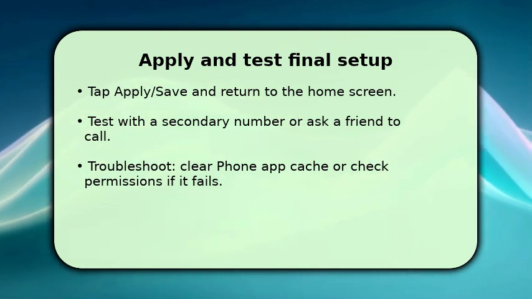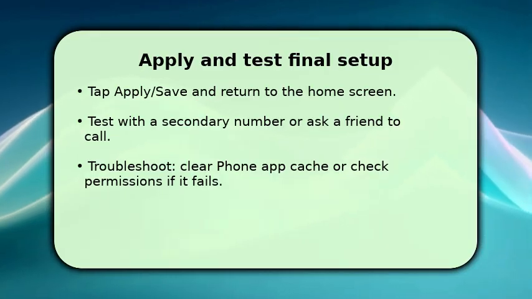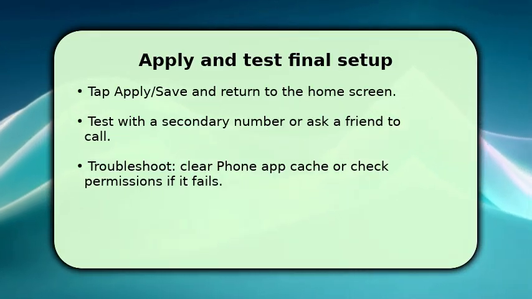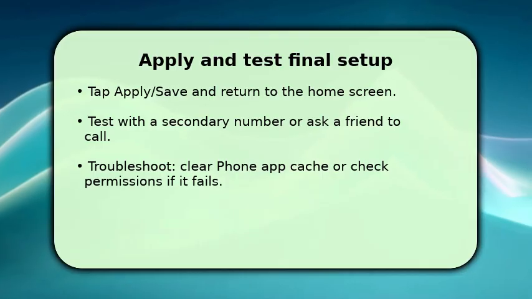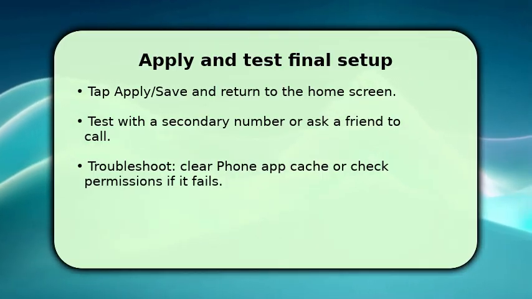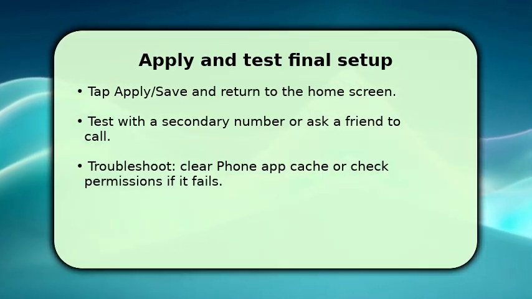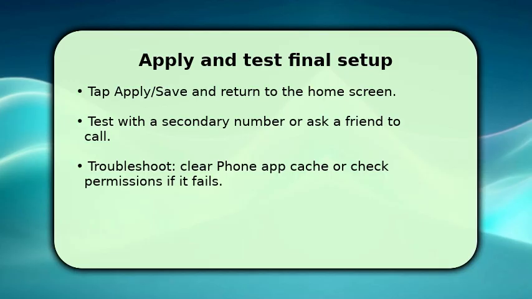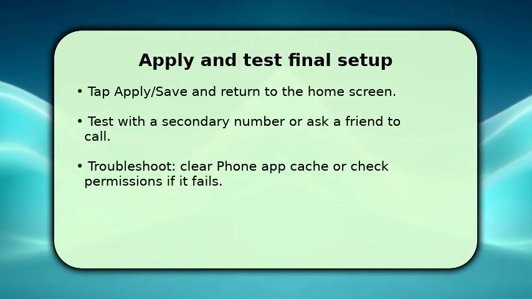If the background doesn't show, reopen settings and confirm the chosen asset, then clear the phone app cache and storage, restart the phone, and reapply. Also check phone app storage permissions and MIUI battery or privacy restrictions. Those commonly block custom call backgrounds if left disabled.